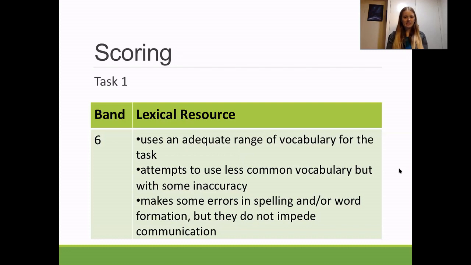For a score of 6, you would be using an adequate range of vocabulary for the task. So it is enough. Again, it's not incredibly impressive at this point. You are attempting to use some less common vocabulary, but it is sometimes inaccurate, and you're making some errors, but they do not impede communication. So even though you're making mistakes, you can be understood.